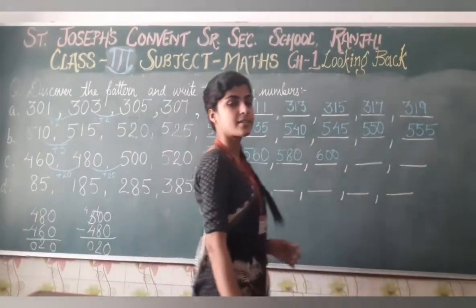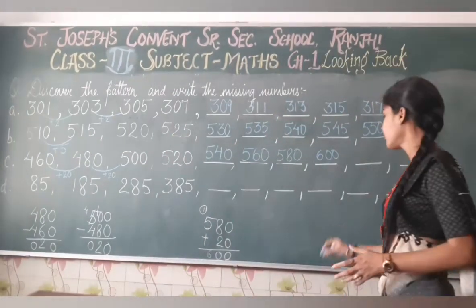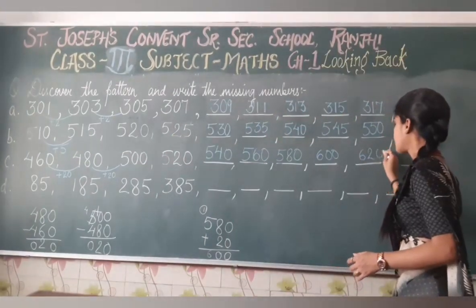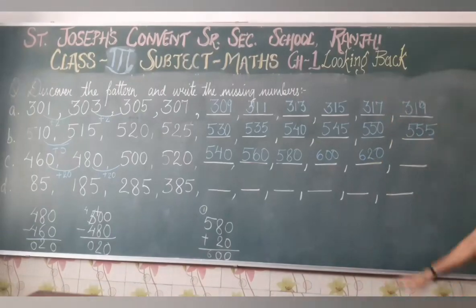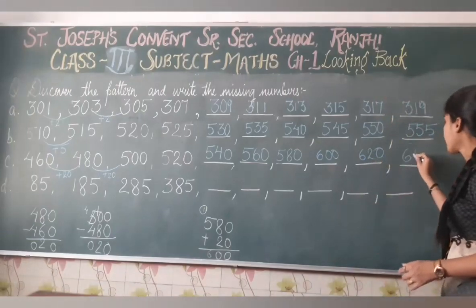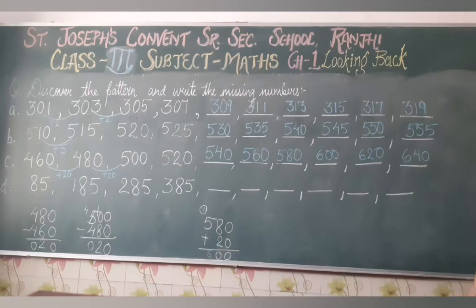After that, 600 will now become 620 after addition of 20. Now 2 will here become 4. Up to kya ban gaya yahan par? 4 ban gaya. So this completes our series.